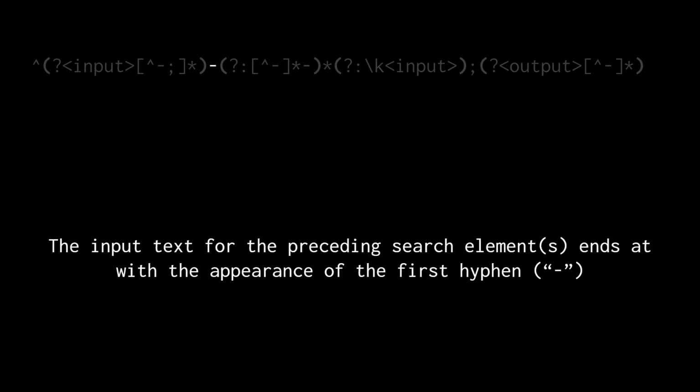Okay, so does that make sense? The first subgroup finds as many characters as it can that aren't hyphens or semicolons until it hits a hyphen, right? So the first group is going to be a bunch of stuff until it hits a hyphen. Okay? Make sense? Clear as mud? I'm going to keep going.